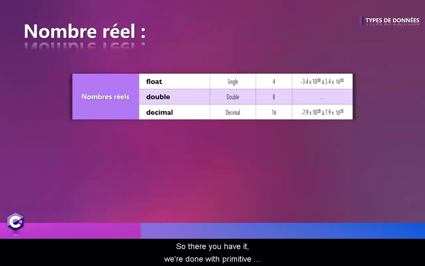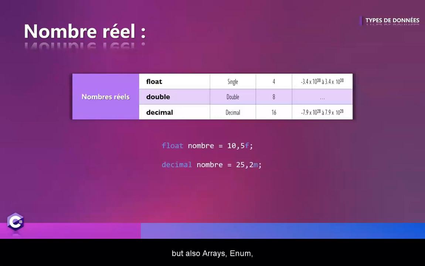We are done with primitive types. Please note that in C# some types are not primitive. Among them, there are strings, as we've seen in the previous video, but also arrays, enums, and classes, that correspond to strings, tables, structures, classes. We will see all these notions step by step during our course.